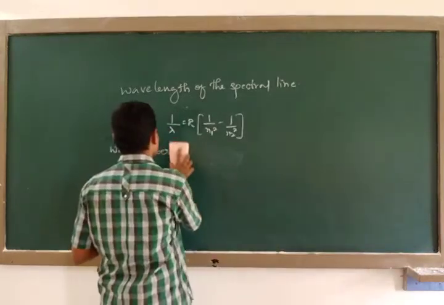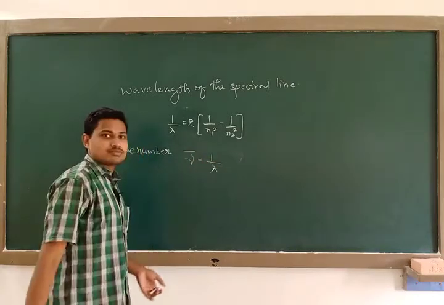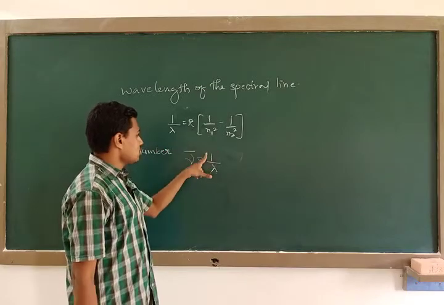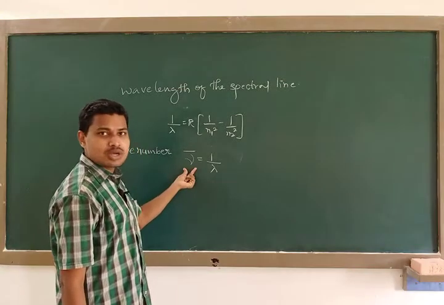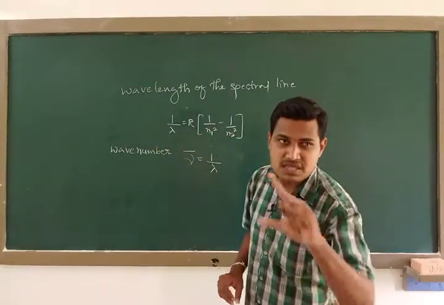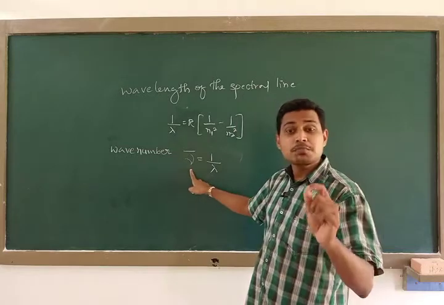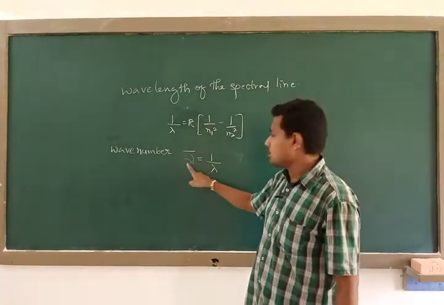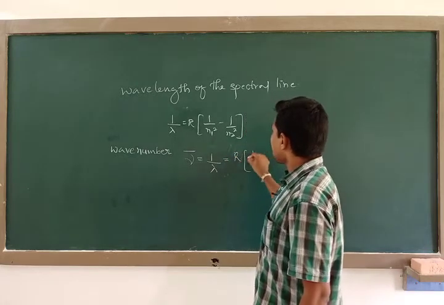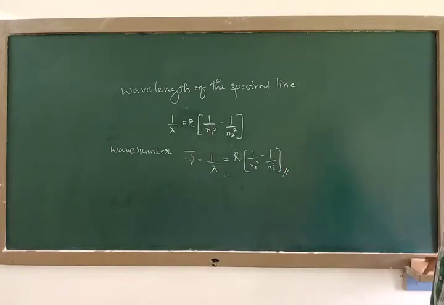Wave number is written as nu bar, and nu bar is equal to 1 by lambda. Whatever lambda value you get, take 1 by that value, and it gives the wave number. What is wave number? The number of waves present per unit length is called wave number. It is represented as nu bar equal to 1 by lambda, and we know that 1 by lambda is nothing but R into 1 by n1 square minus 1 by n2 square. So this is the expression for wave number.